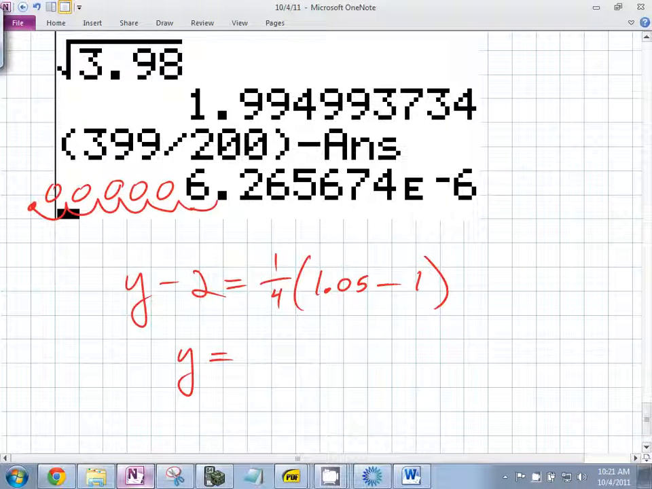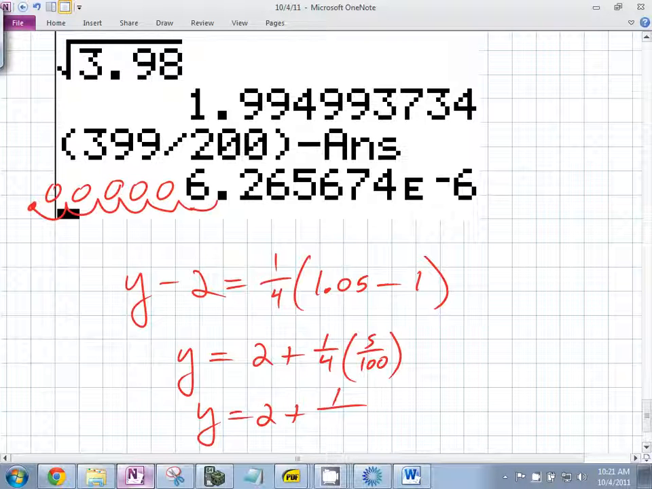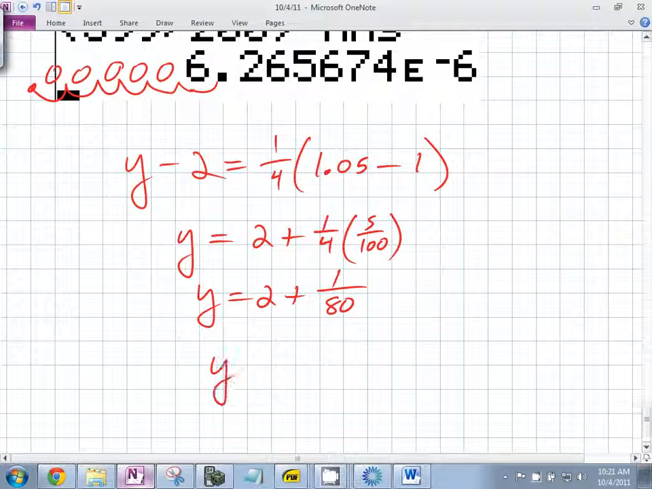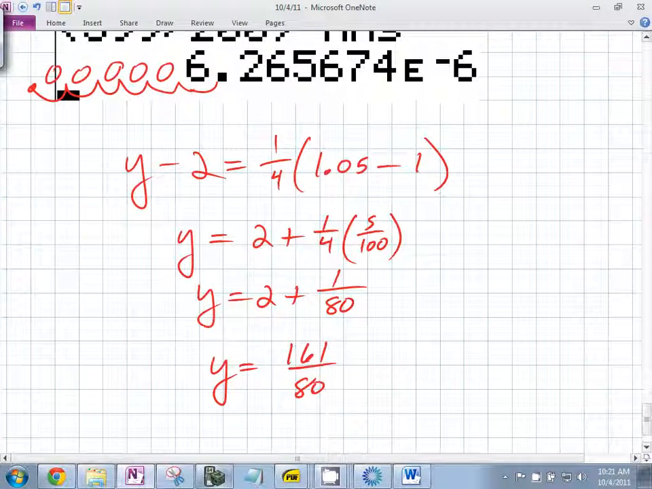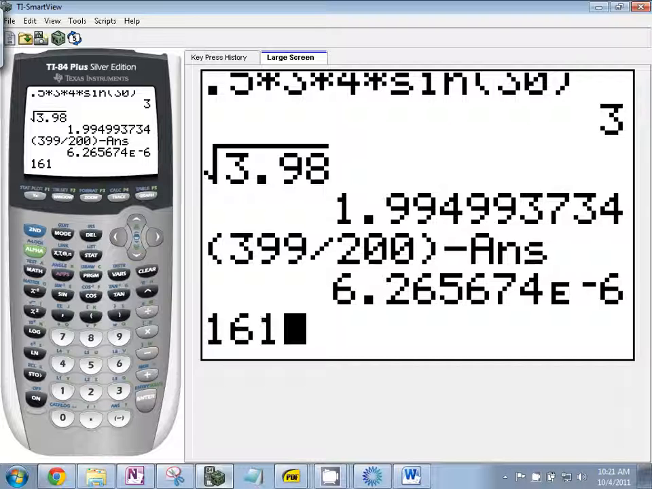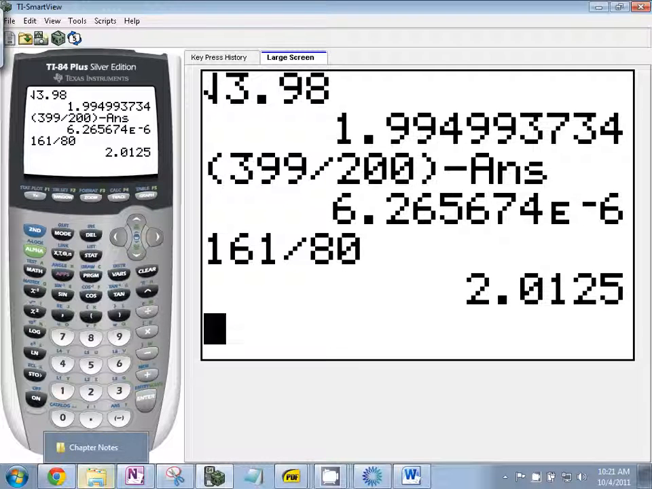So that's 2 plus 1/4 times 5 over 100. So y is equal to 2 plus 1 over what? 80, because 1/20th times 1/4 is 1/80th. So we end up with y equal to 161 over 80. If we check this out on our calculator, 161 divided by 80, there's that. We're going to subtract from it the square root of 4.05.